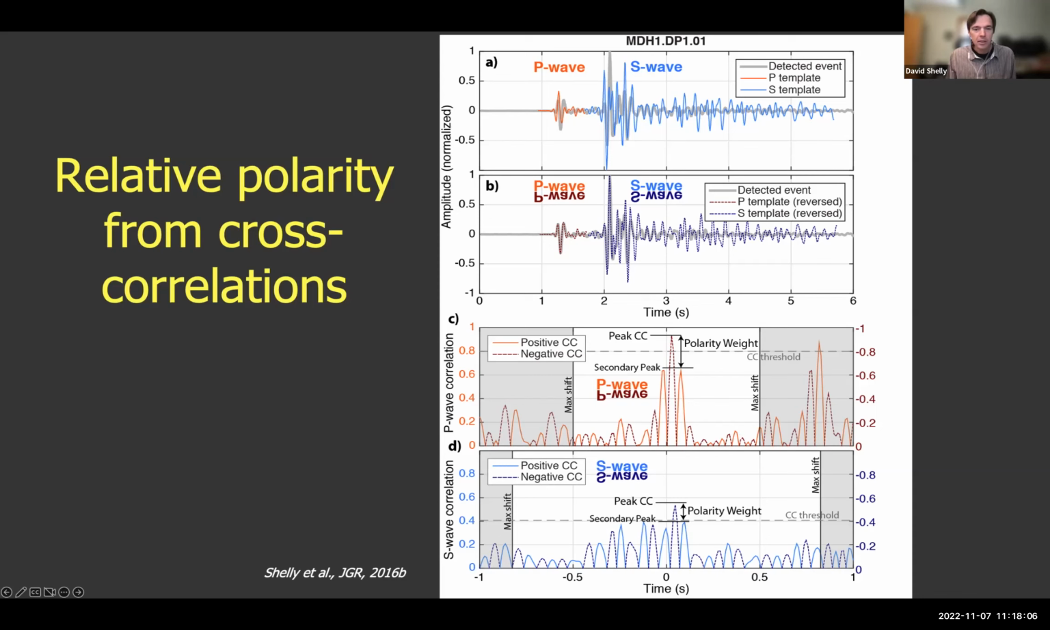So essentially, this is taking advantage of the same principle that I talked about before. In the extreme case, if we have two earthquakes that are on the same fault, but one slips in the opposite direction, it's going to generate identical but opposite in polarity waveforms.